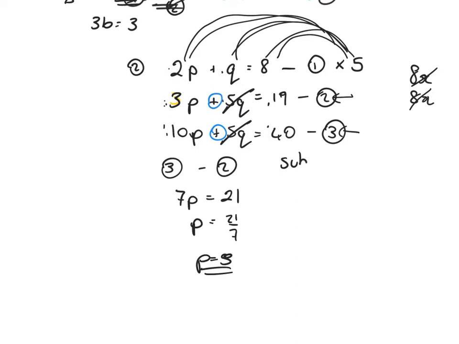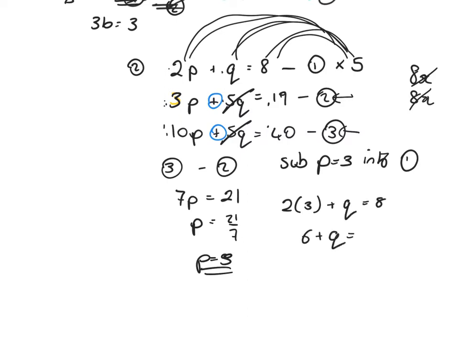I can now sub that p equals 3 into one of the equations, and I'm going to sub it into equation 1. It doesn't matter though, I could use either equation. I'll always get the same result as long as I'm careful and do things correctly. So equation 1 is 2p plus q equals 8, so it's 2 lots of 3 plus q equals 8. That's 6 plus q equals 8. I'm now going to take 6 away from both sides, balance the equation, and 8 take away 6 is 2. Final answer, q equals 2 and p equals 3.